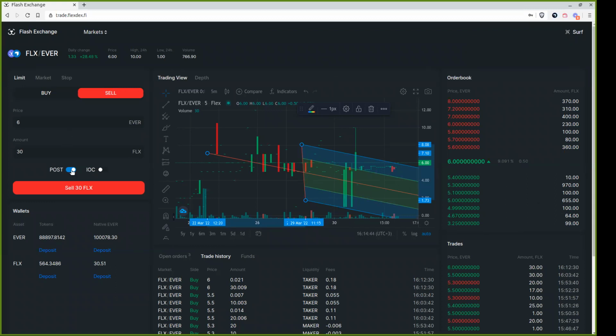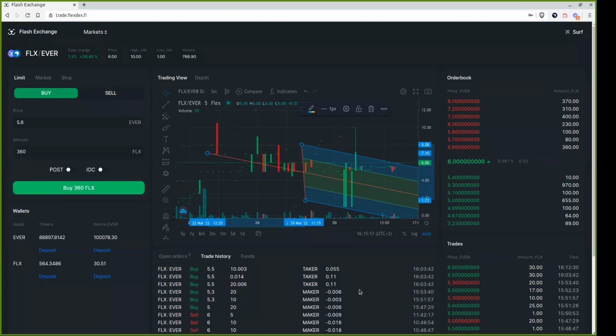All right, so you have this post. If you don't put post or immediate or cancel, and you execute an order and there is no full order fulfillment, it will execute the taker order on the part that it is possible to fulfill, and then the rest will be left as a maker order. So it's like partial maker, partial taker. Quite simple, quite standard stuff, actually. I think that's more or less it.